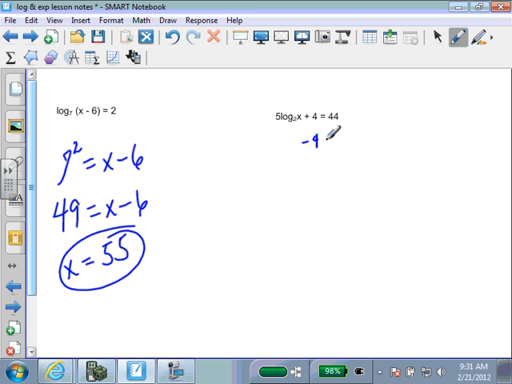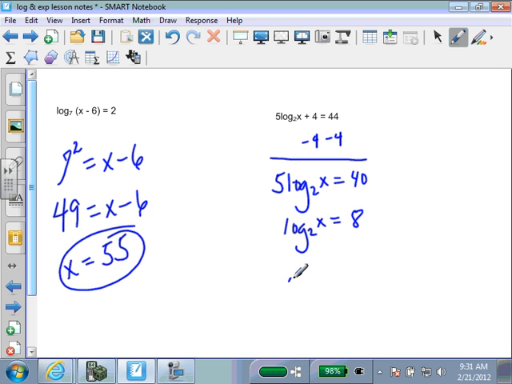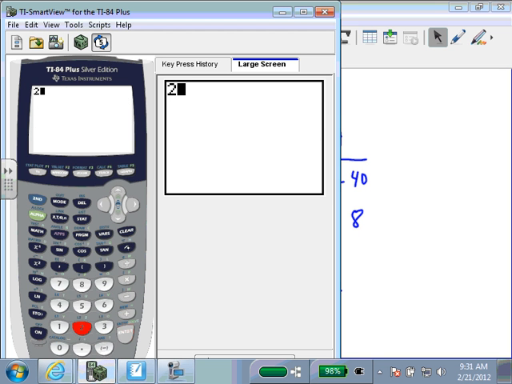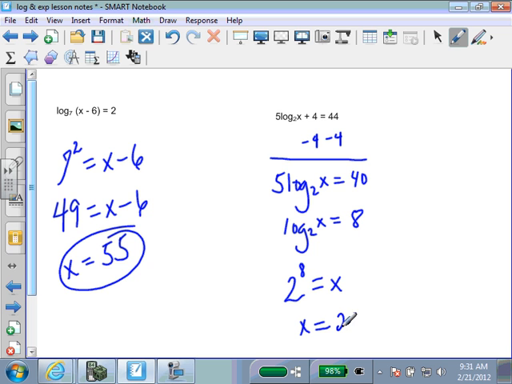In this case, there are things I can do first. I can subtract the 4 from both sides. So 5 log base 2 of x is 40. I can divide both sides by 5. Log base 2 of x is 8. And I can either know this, or I can go to exponential form. 2 to the 8th equals x, which I may or may not know. 2 to the 8th, that's 256. So x equals 256.